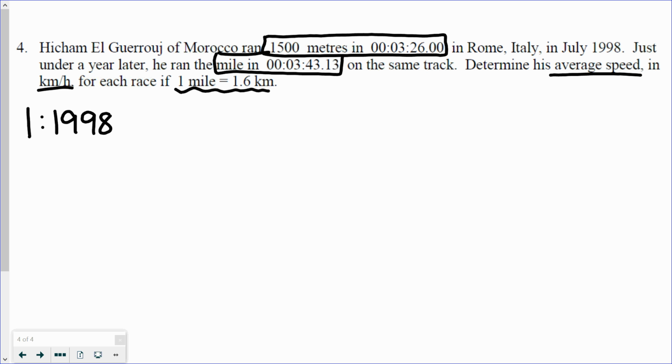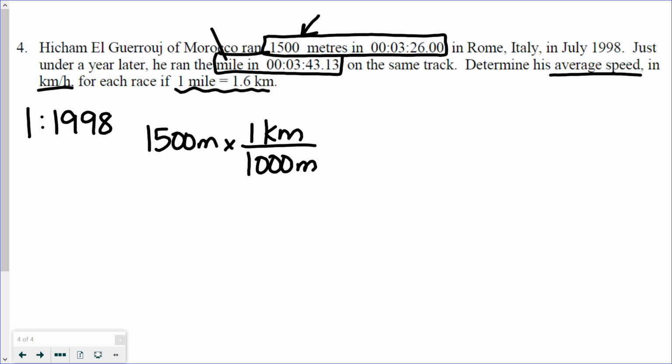So I'm actually going to have to convert 2 things. I'm going to have to convert meters to kilometers, and I'm going to have to convert miles to kilometers. So our conversion factor between meters and kilometers: a kilometer is bigger and 1,000 meters fit into it. So 1,500 meters multiplied by that conversion factor, that 1 kilometer is equal to 1,000 meters, gets us a distance equal to 1.5 kilometers. So again, that's the distance that he ran in kilometers instead of in meters.